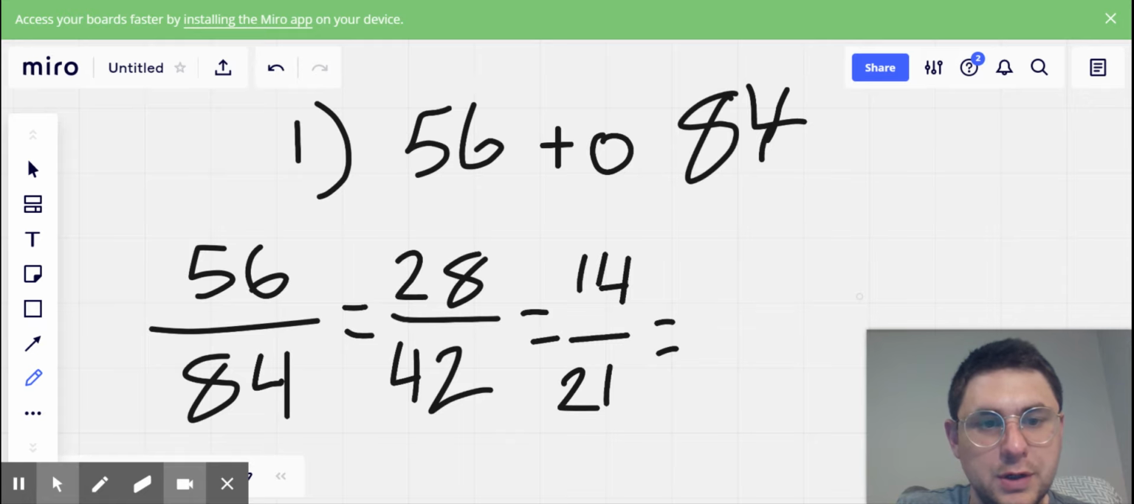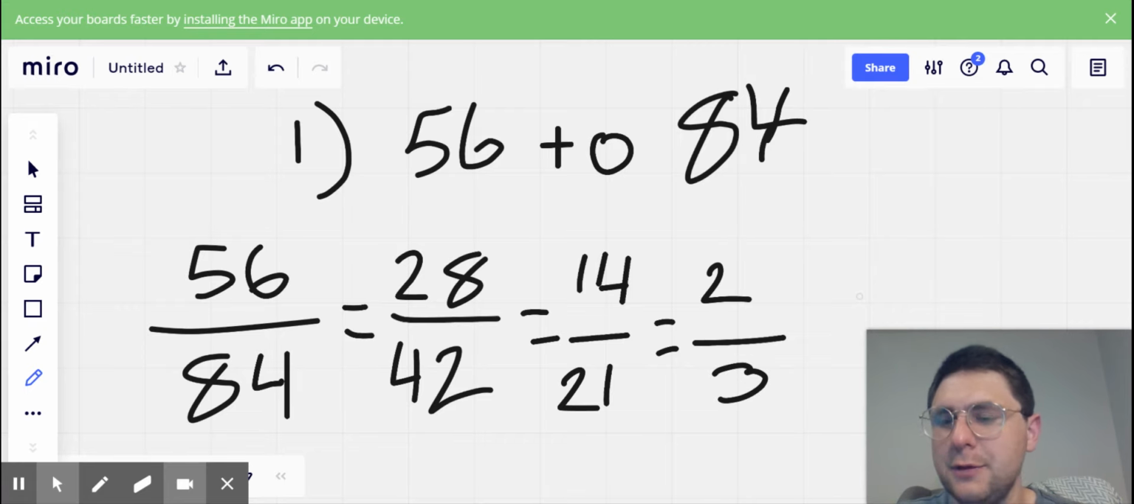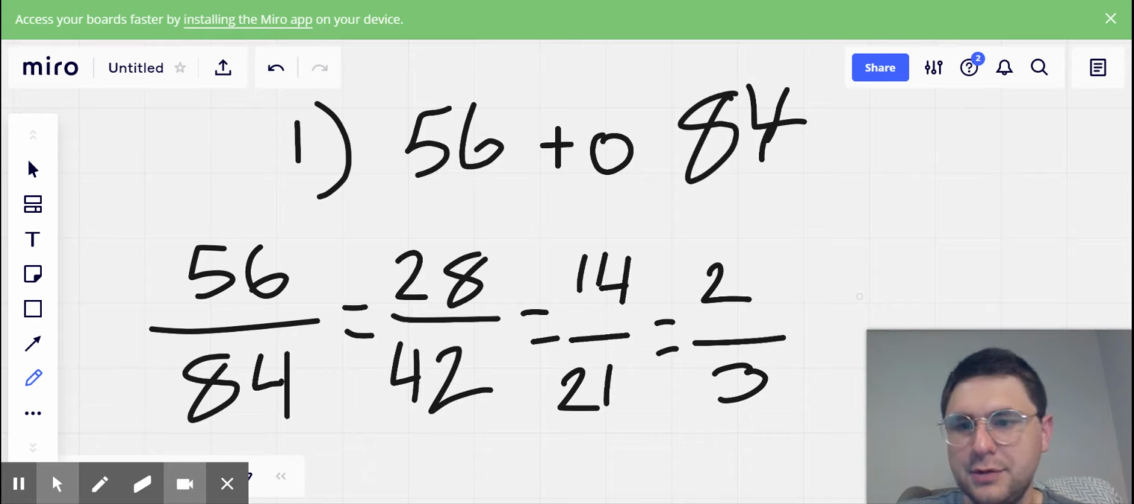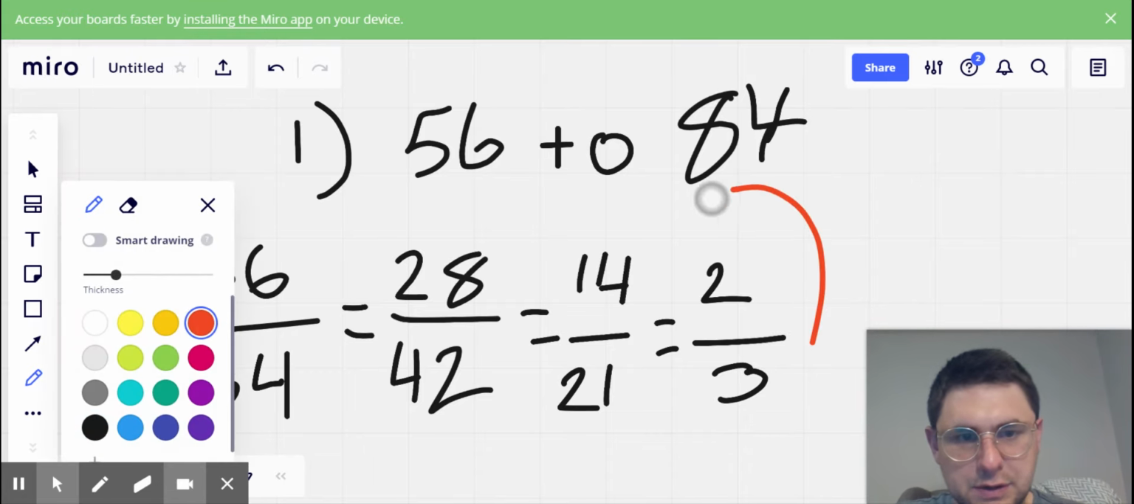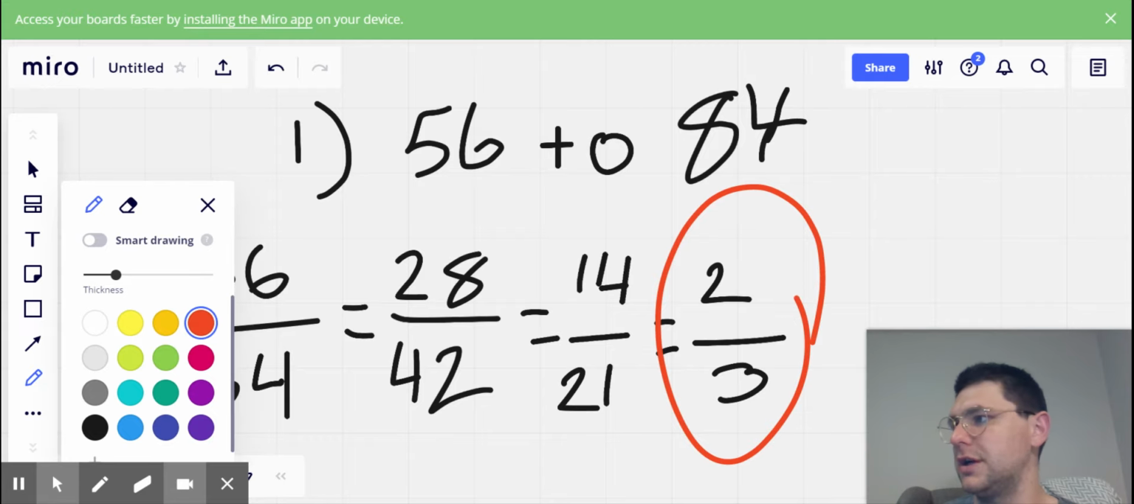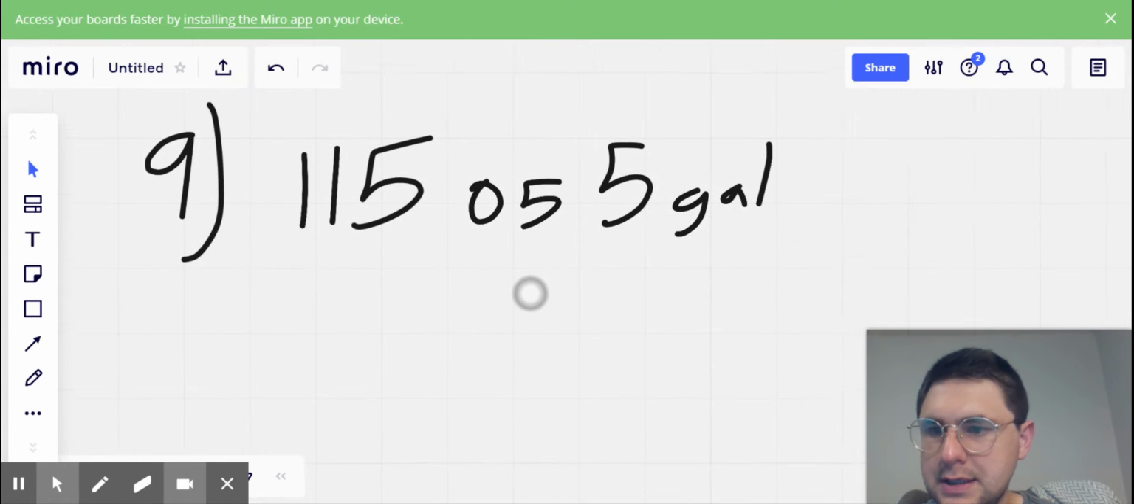14 to 21. 14 divided by 7 is 2. And 21 divided by 7 is 3. And then at this point, both of these are prime numbers. Once you get a prime number as one of the numbers, you know that you can't reduce it anymore. So 2/3 is the fraction that number 1 reduces to. Okay. Let's move on to number 9.